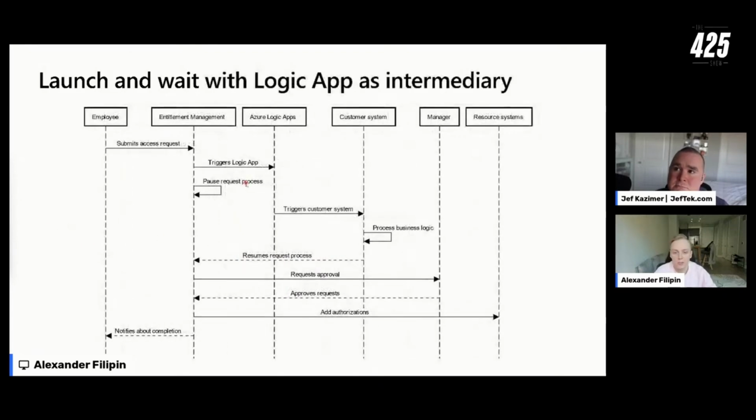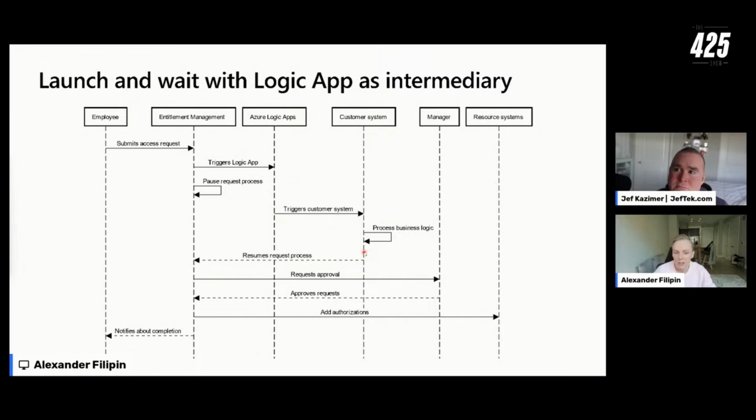All right, and so in the intermediary pattern, very similar process again. The only difference is the logic app gets triggered here, but now it triggers the customer system or your specific endpoint, and the business logic is happening in that system, and the resume call that tells entitlement management or lifecycle workflow that things are done or okay to continue now happens from that system. Now that's because I designed it that way in this particular flow.